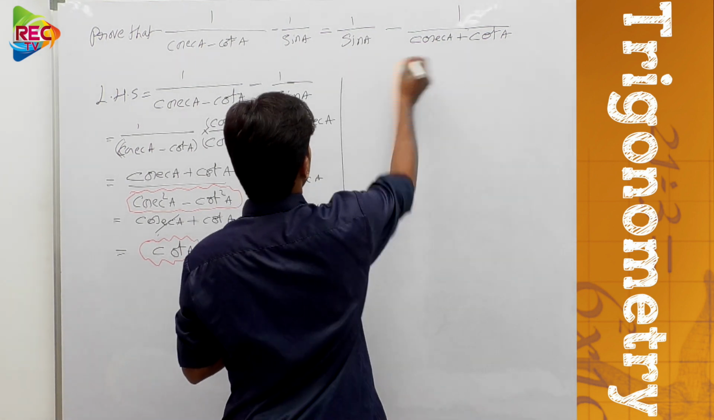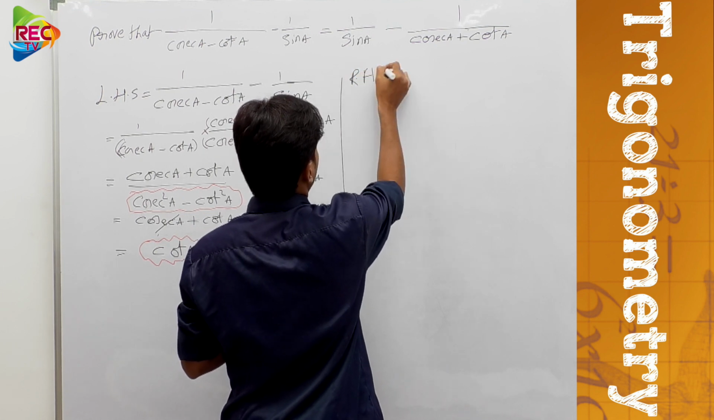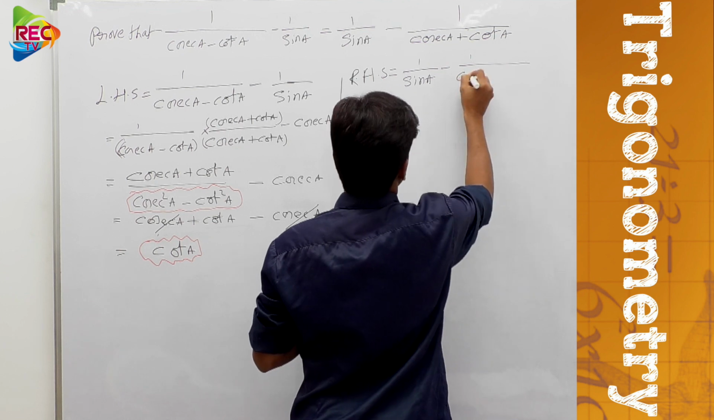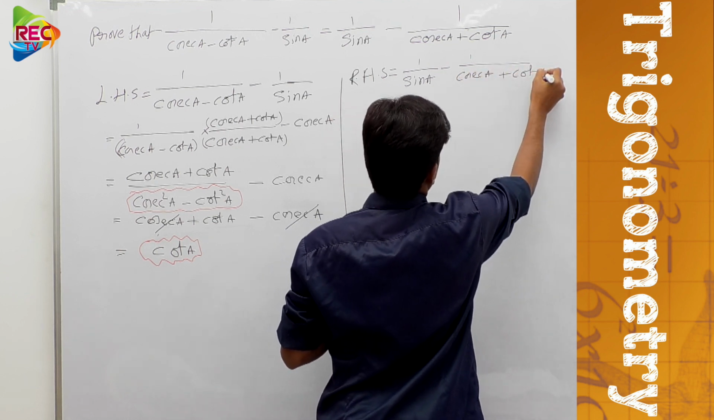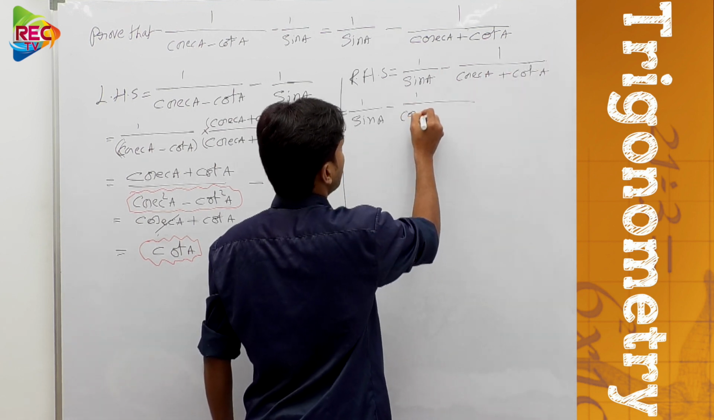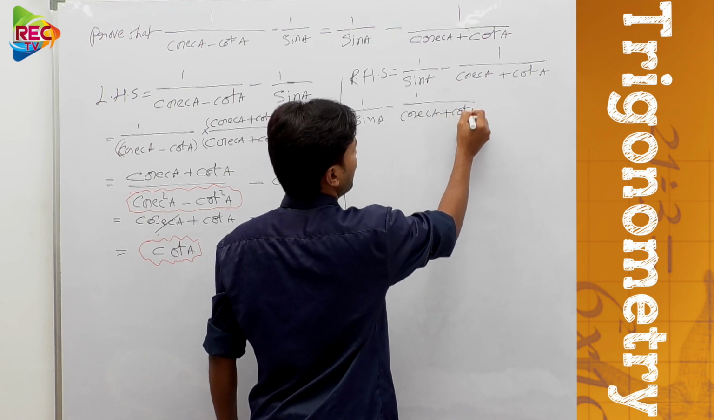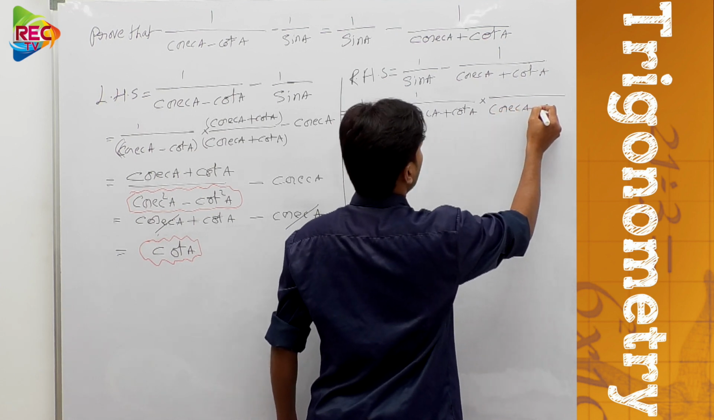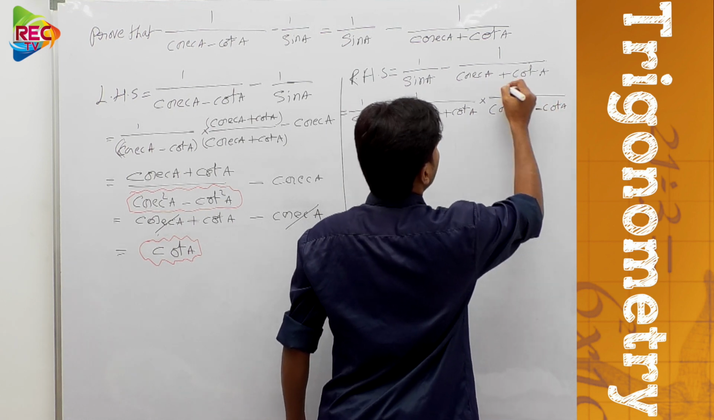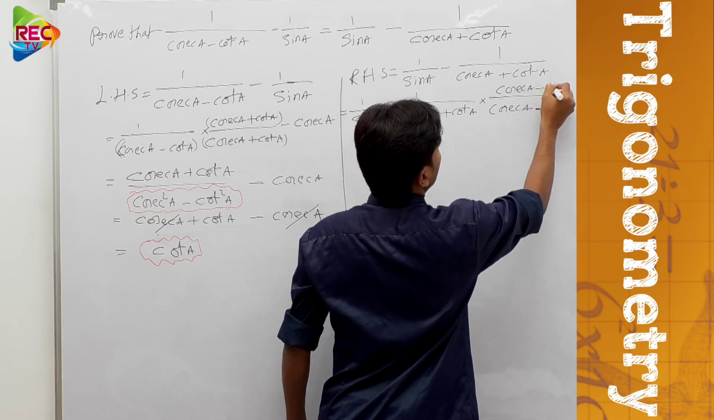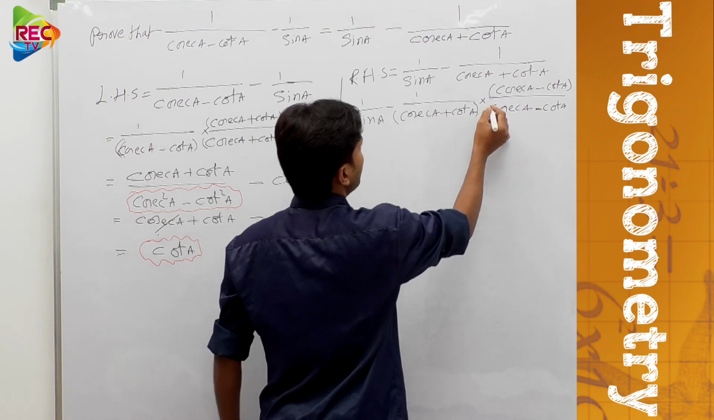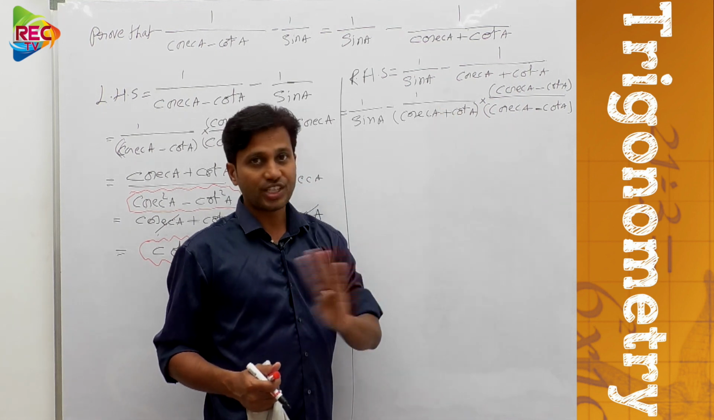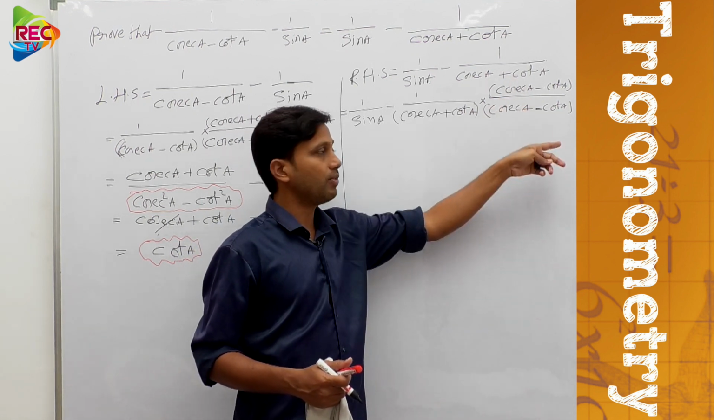Okay. Now we take the RHS part. The RHS part is given as 1 by sin A minus 1 by cosecant A plus cot A. For 1 by cosecant A plus cot A, we will multiply and divide with the cosecant A minus cot A. While multiplying and dividing with the same number, the expression doesn't change. Understood? Its value remains the same.